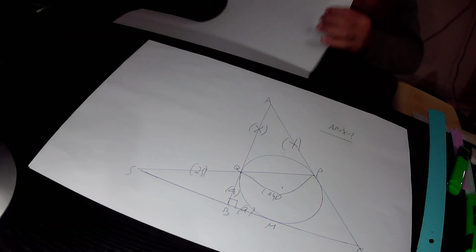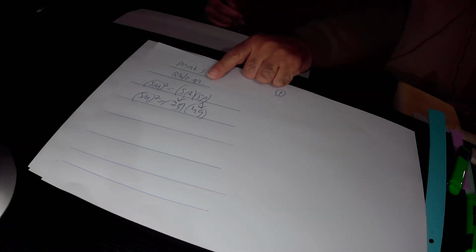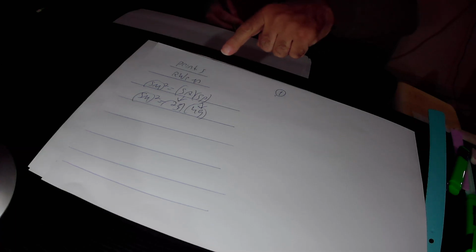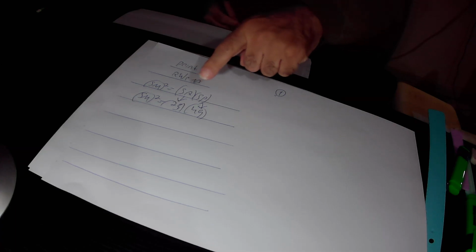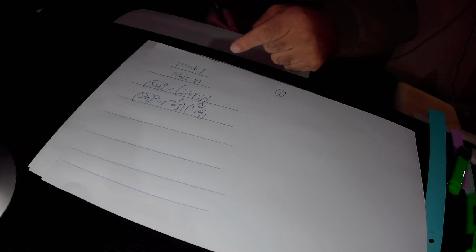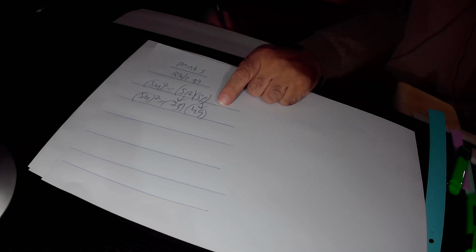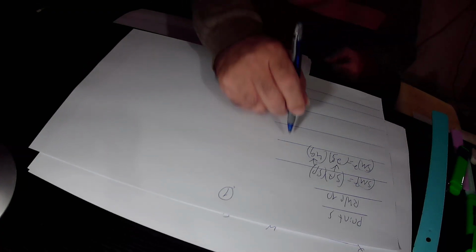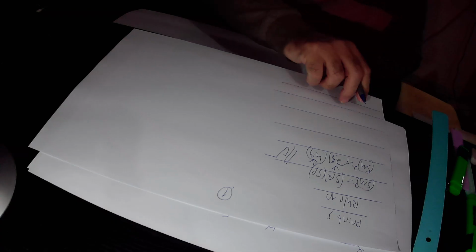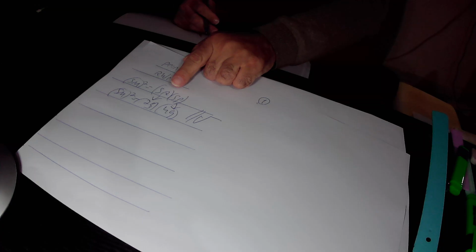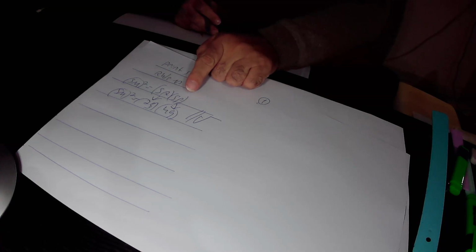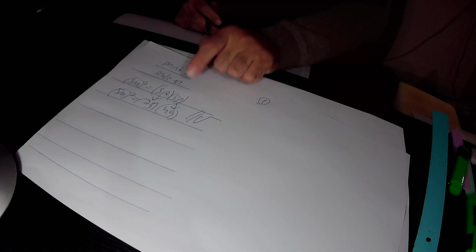Okay, again, we found that SM square equals SQ times SP. SM is the missing side, so SM square equals SQ, that is 25, times SP, that is 49. So in total, SM square equals 25 times 49. Here we take the square root of this equation, and find that SM, the missing tangent, equals the square root of 25, that is 5, times the square root of 49, that is 7.